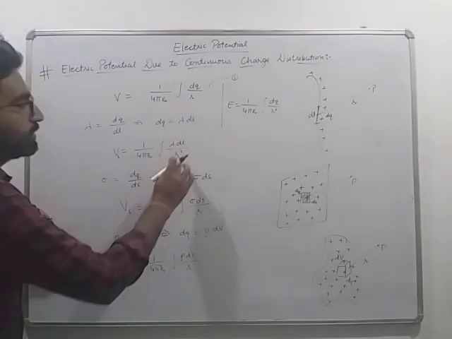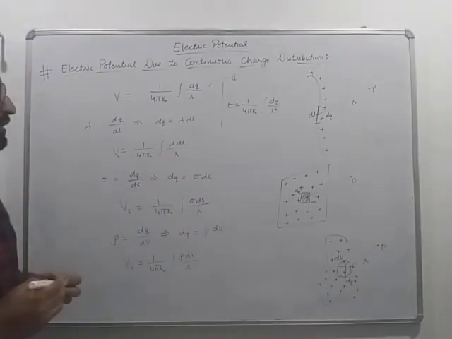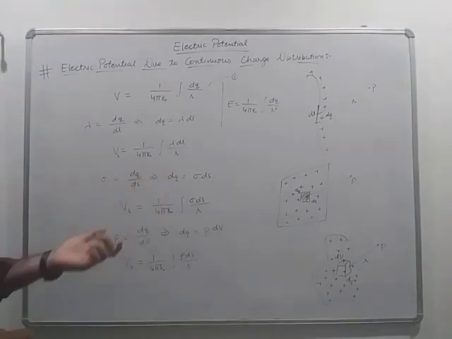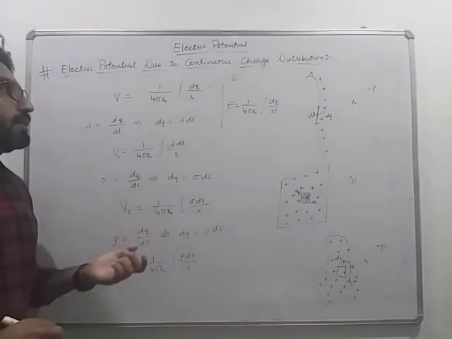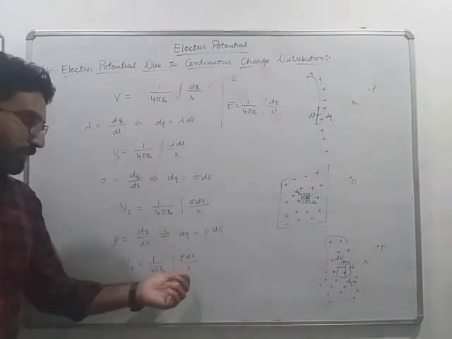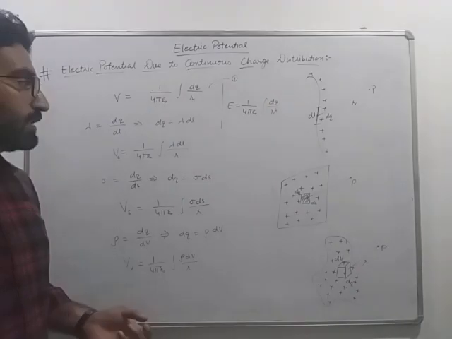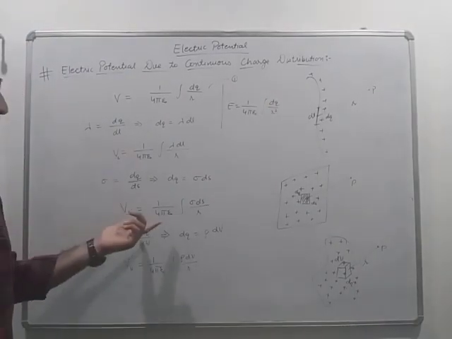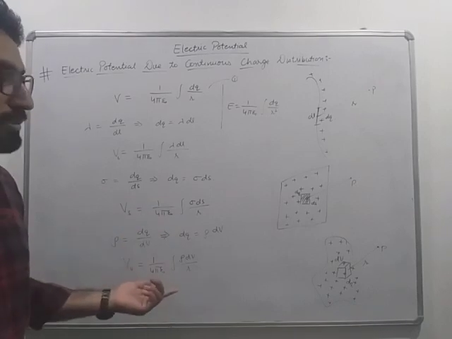Here we use only the single power of r, that means the distance, since this is the expression for the potential due to the continuous charge distribution. Here is the case for linear charge distribution, surface charge distribution and volume charge distribution.